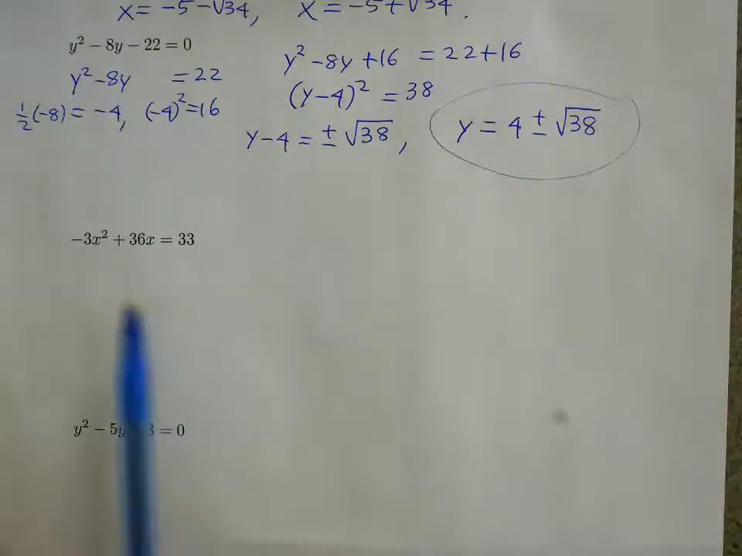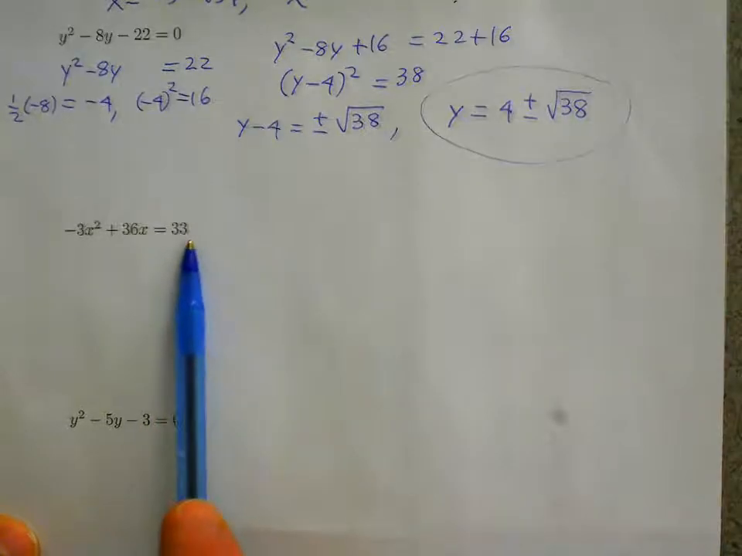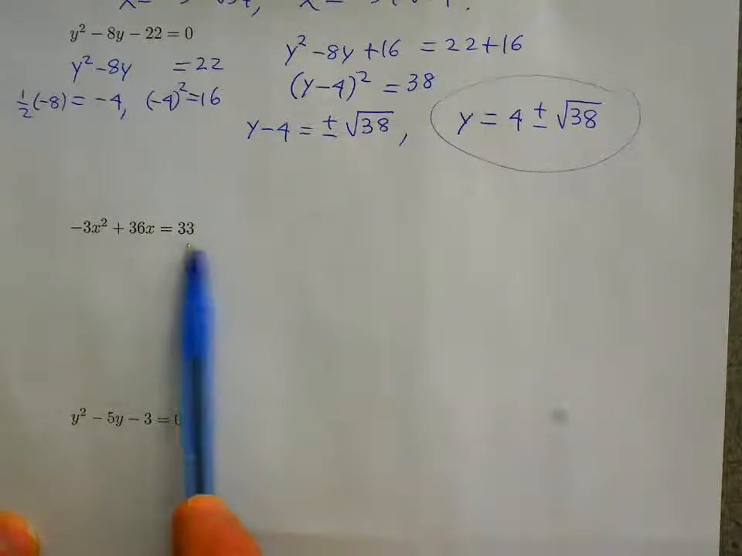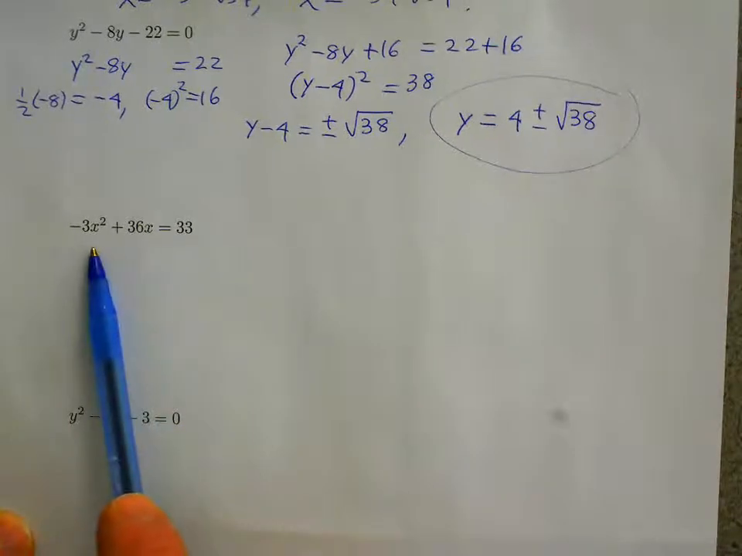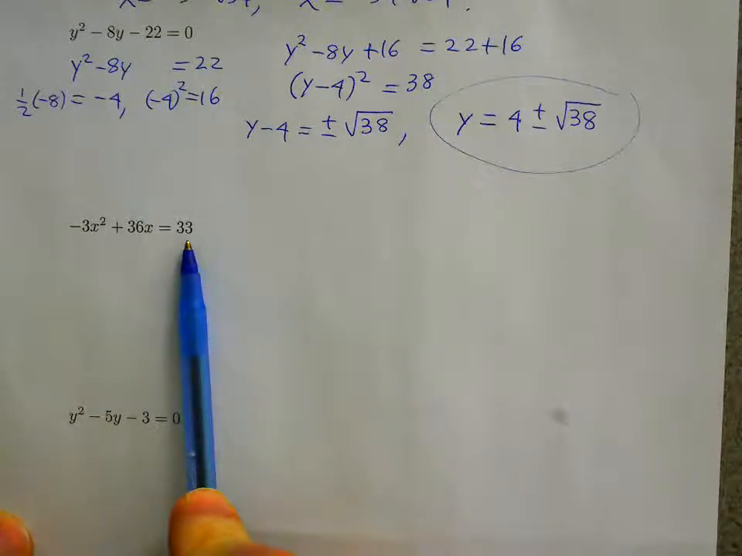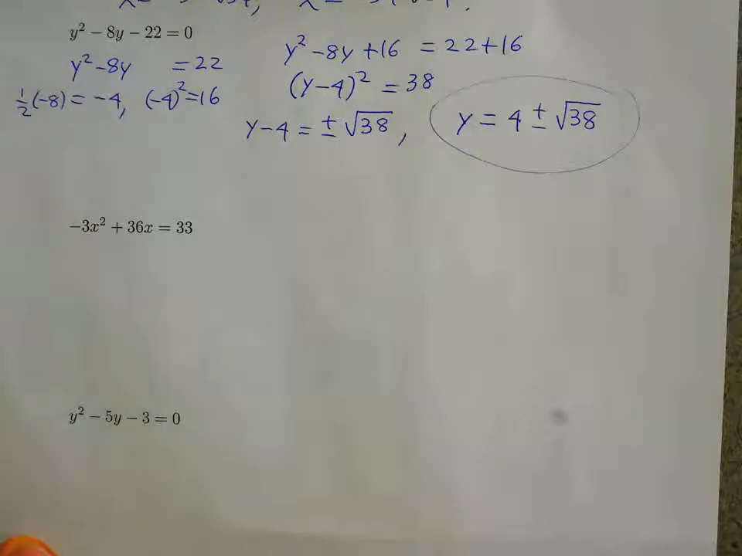Okay, let's go through this. The constant is already on one side. We want the x squared term and the x term on one side and the constant on the other. So we already have that. Then the next step, so somebody type in what the next step is.